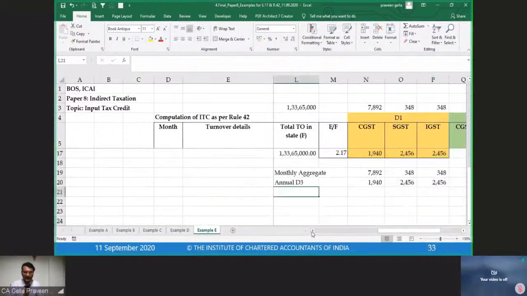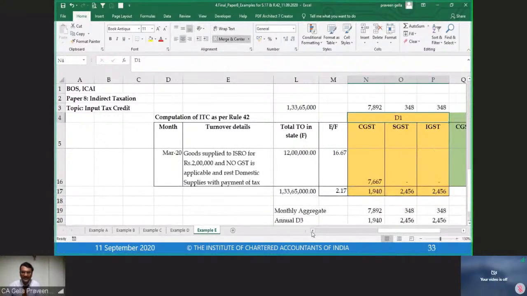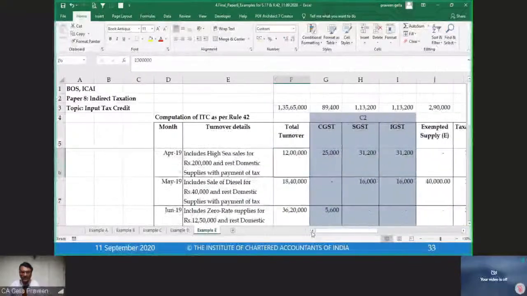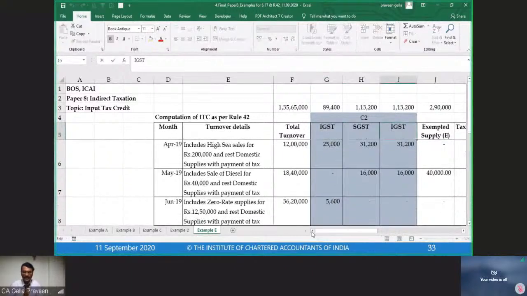So friends, what happened here? Check. Instead of reversing 1940, I have reversed 7,892. Excess reversal. Instead of reversing 2,456, I have reversed 348. Short reversal. Even for this, let me change my headings. Heading should be CGST. Okay, this should be IGST. This should be CGST, because credits should be the same. So let me just change the headings.